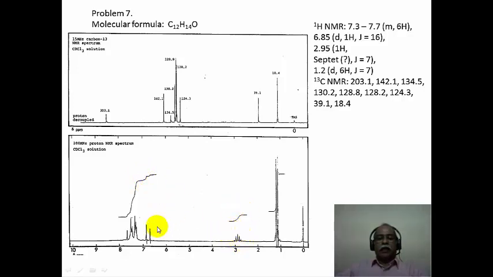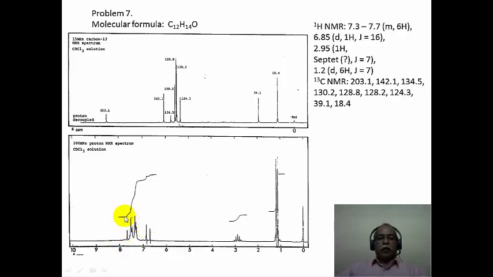If this is for 1 hydrogen, this also should have been for 1 hydrogen. So where is the coupling partner of this particular doublet? It is sort of merged into the aromatic multiplet here. You can see here one line of the doublet, the other line is merged with the aromatic multiplet.